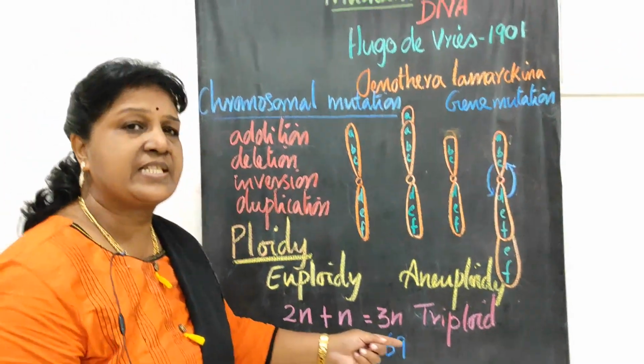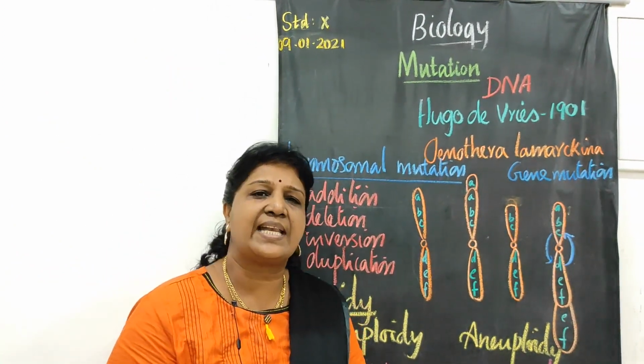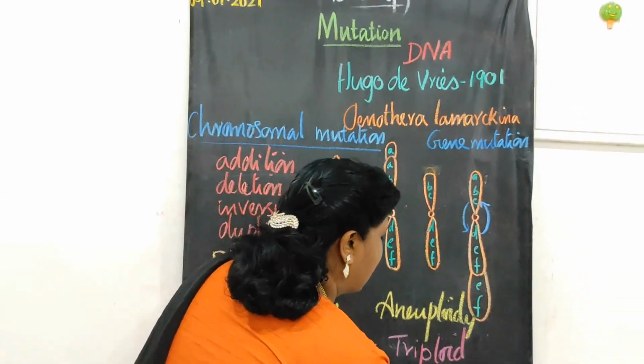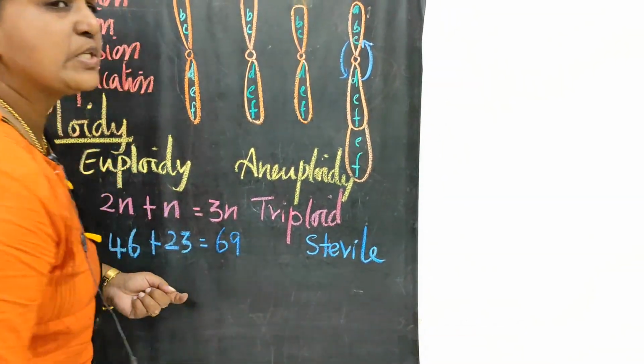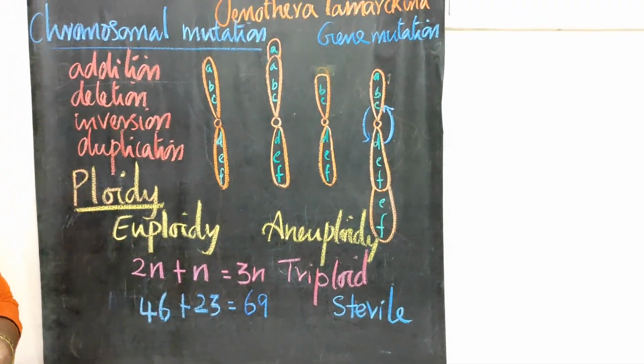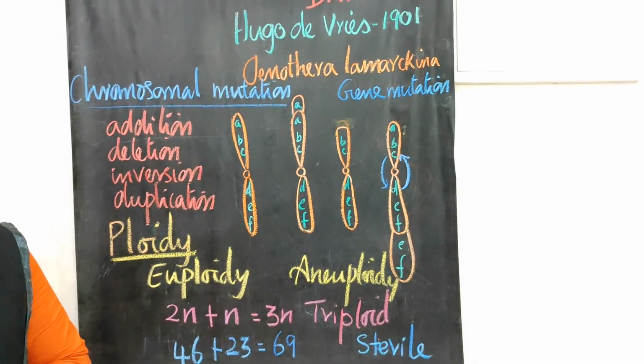So 69, that is triploid. When you are taking this triploid, the plants and animals are usually sterile. So sterile means what? They cannot give rise to a new individual.